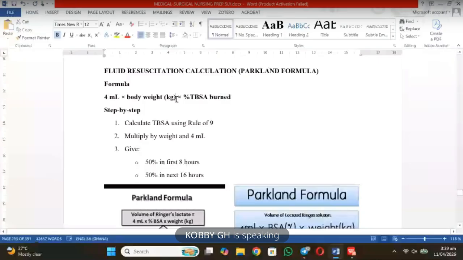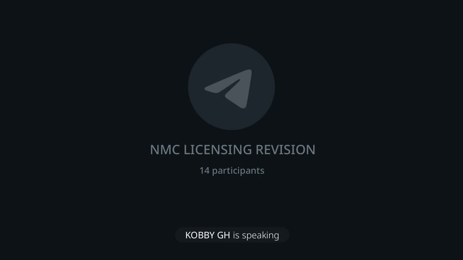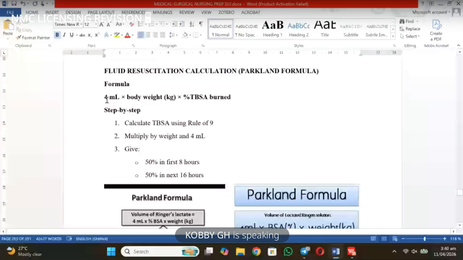Once you have the total burn surface area, you put it in the formula: 4 ml times body weight times the percentage. Then you get the fluid. For example, say a patient's body weight is 50 kg, and we did our Wallace rule of 9 calculation and had 27%. It's going to be 4 ml times 50 kg times 27%. The fluid that you get is the fluid that you use to resuscitate the patient.